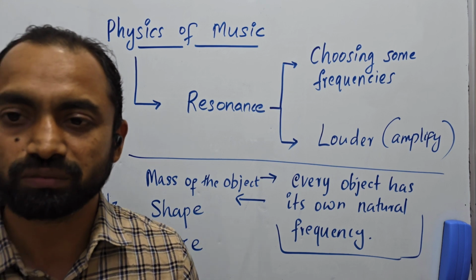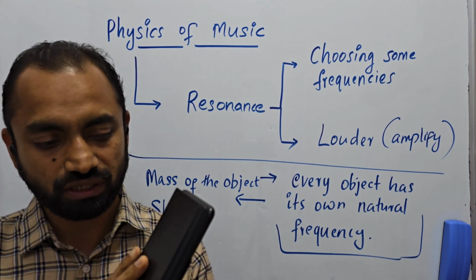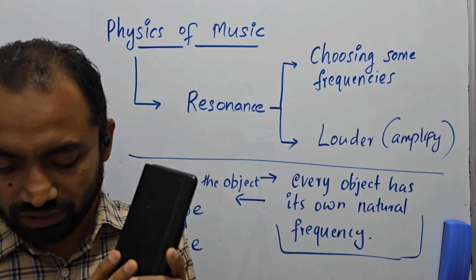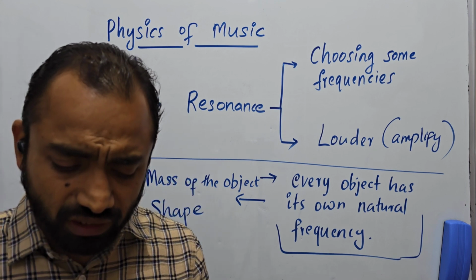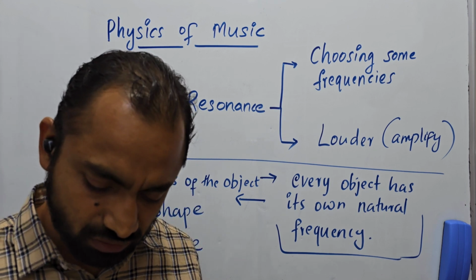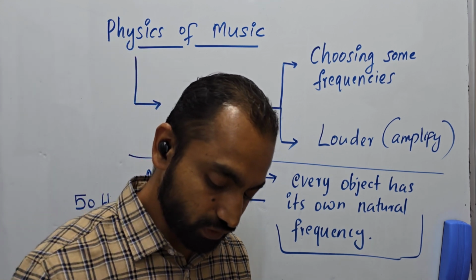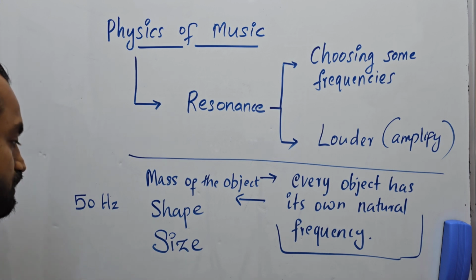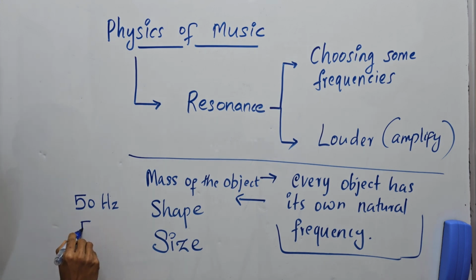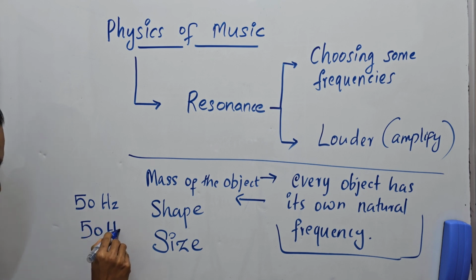Then I took my phone. This is actually a calculator, but okay, a phone, and I kept it in vibrating mode. I put the phone on the table. Then when the phone rings, it will vibrate, right? For example, if the phone is vibrating at 50 hertz, what happens? The phone is vibrating at a frequency of 50 hertz.